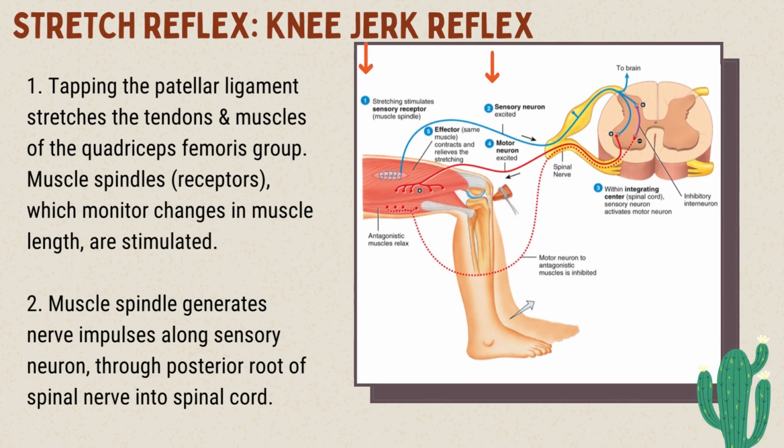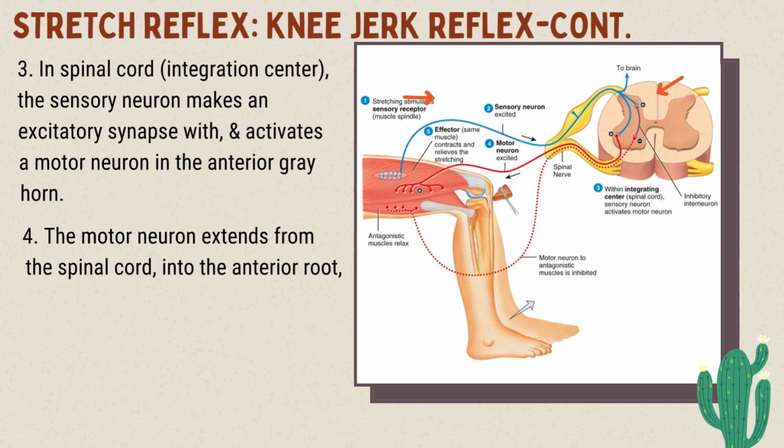First, tapping the patellar ligament stretches the tendons and muscles of the quadriceps femoris group. Muscle spindles are the receptors of this reflex. They monitor changes in muscle length and are stimulated when the muscle length changes. Next, the muscle spindle generates action potentials along the sensory neuron. The sensory neuron runs from the muscle spindle through the posterior root of the spinal nerve into the spinal cord.